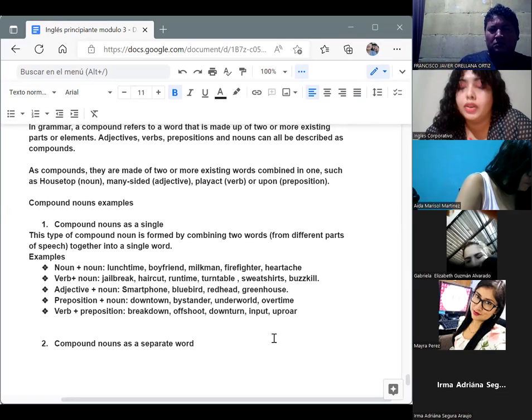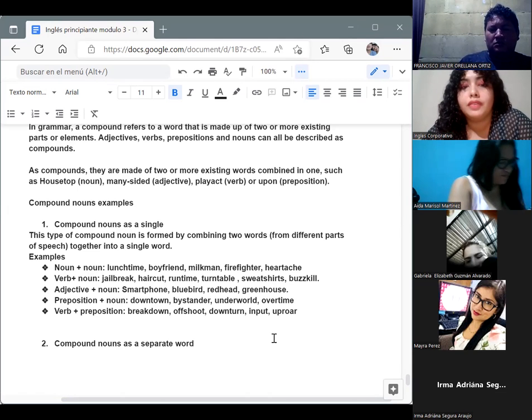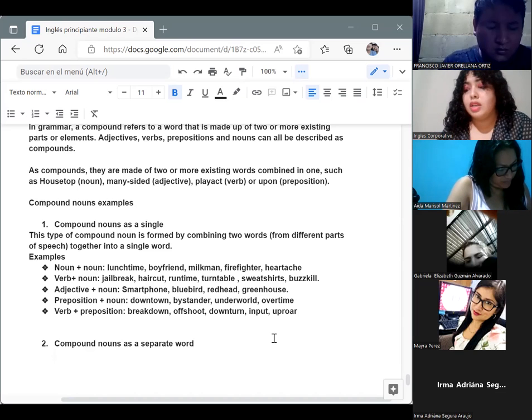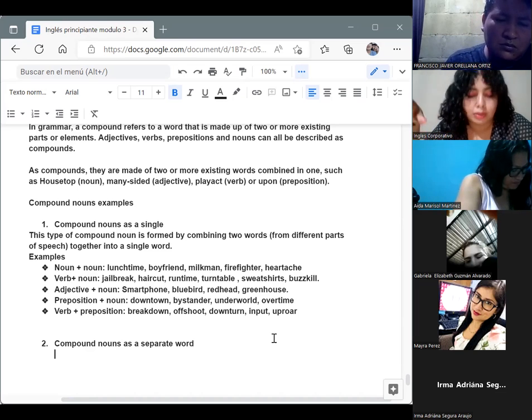We need to be very careful. And we need to pay attention to the context of the people that are speaking and using those compound nouns.